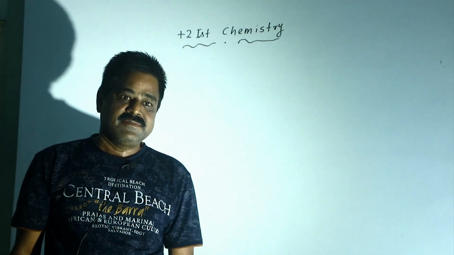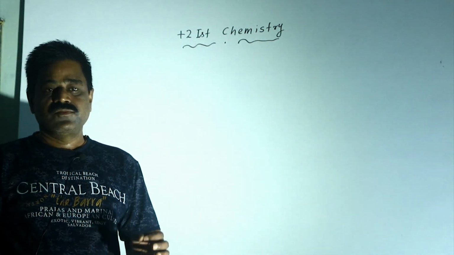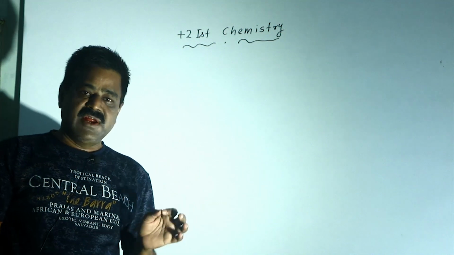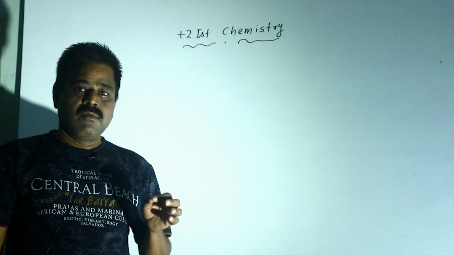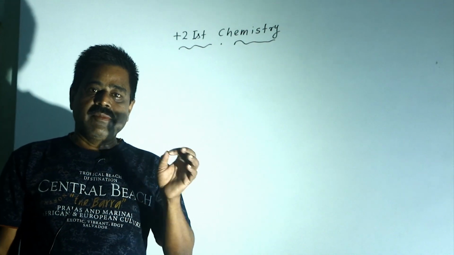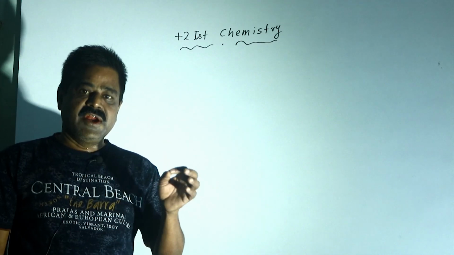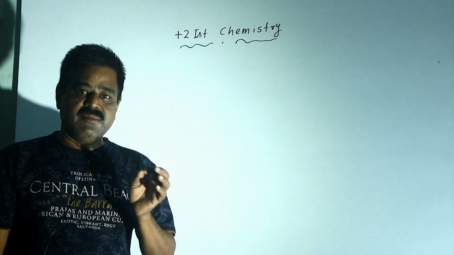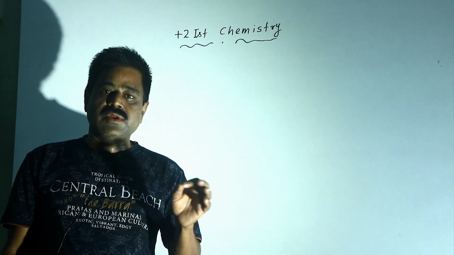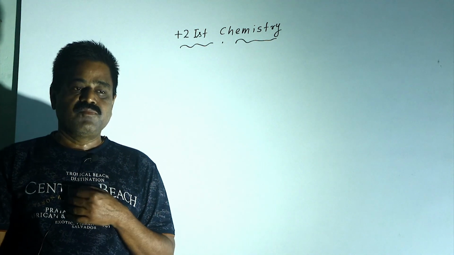Last class I discussed something about the terms valency, atomic mass, atomic number, radicals, acid radicals, and basic radicals. I hope you have already gone through that in your textbook.